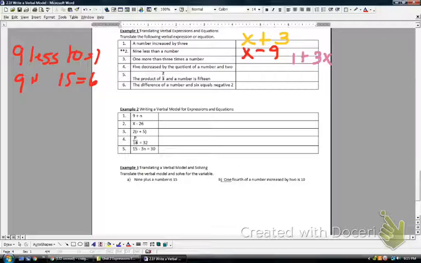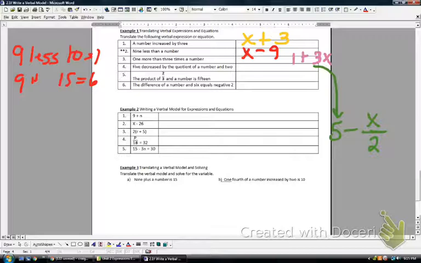Okay, so then 5 decreased by the quotient of a number and 2. I'm going to do that one down here. So 5 decreased by the quotient of a number and 2. There you go, that's what it is. 5 minus x divided by 2. Okay, so that's how you would do number 4.